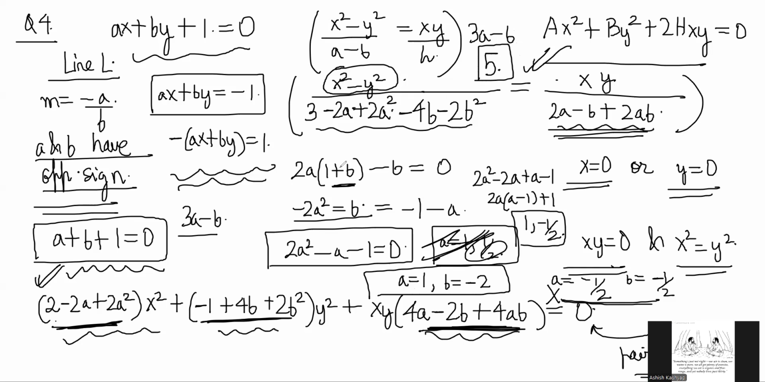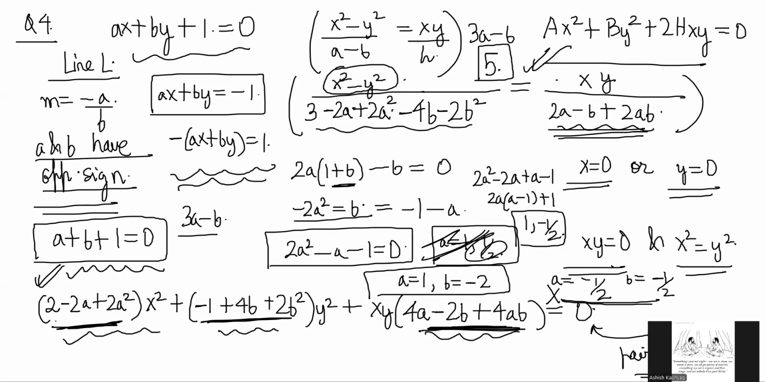Do you understand the ideas that were involved in solving it? First idea was homogenization. Second idea was once you get the equation of pair of straight lines OA, OB, you need to know the bisector formula. And third idea was for the bisectors to be x and y axis, the original equation of the bisector should have denominator 0 both places.